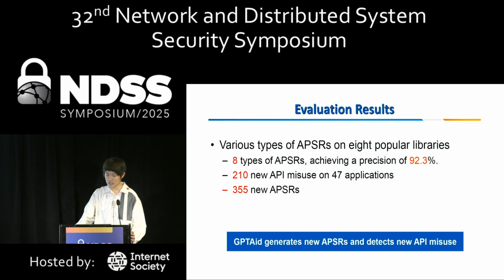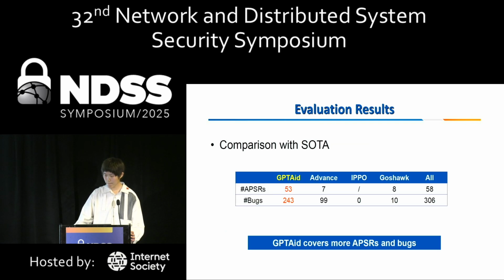We evaluated GPT-8 on 8 popular libraries, and the results show that GPT-8 generated 8 types of APSRs with a precision of 92.3%. GPT-8 detected 210 new misuses and generated 355 new APSRs. We also compared GPT-8 with 3 state-of-the-art approaches, and the results show that GPT-8 covers more APSRs and bugs.